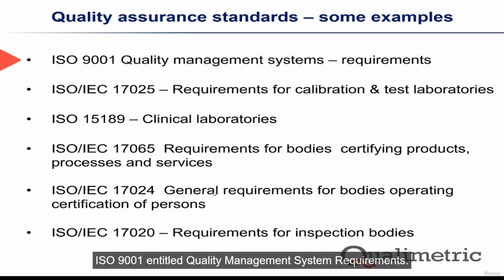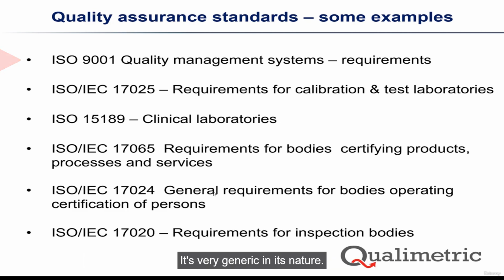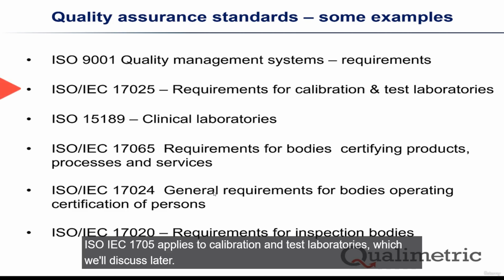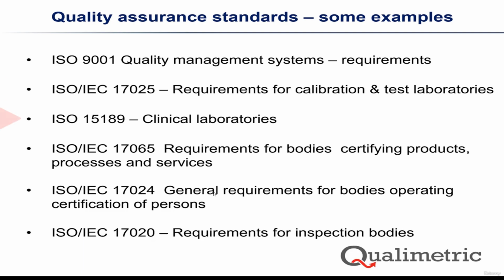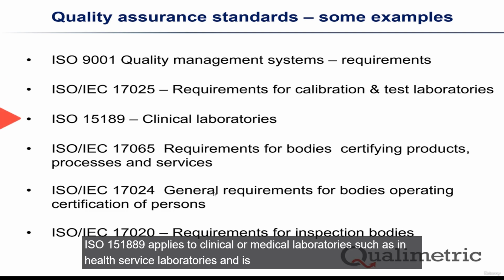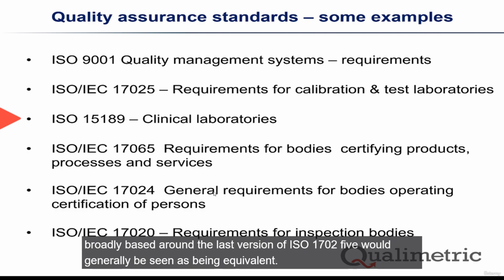ISO 9001, entitled Quality Management System Requirements. This can apply to any type of organisation in any particular sector. It's very generic in its nature. ISO IEC 17025 applies to calibration and test laboratories, which we'll discuss later. ISO 15189 applies to clinical or medical laboratories, such as in health service laboratories, and is broadly based around the last version of ISO 17025 and would generally be seen as being equivalent.